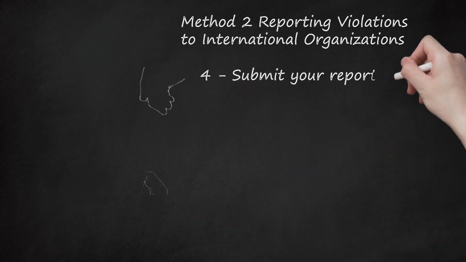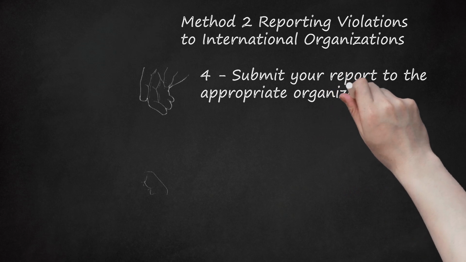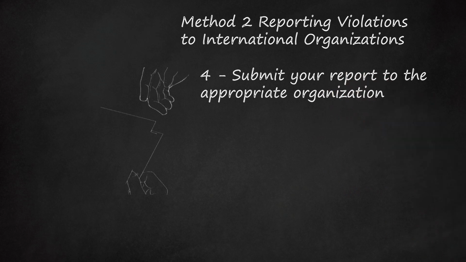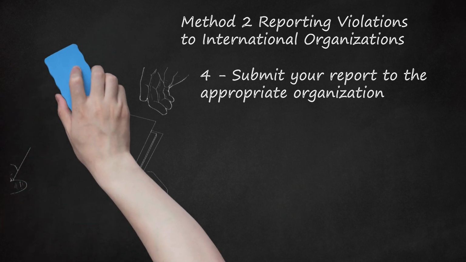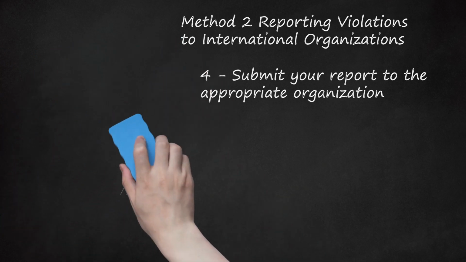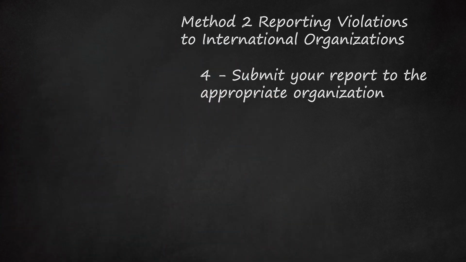4. Submit your report to the appropriate organization. Most international organizations have an address or toll-free telephone number you can use to submit tips or more extensive reports about human rights violations. Organizations such as Human Rights Watch and Amnesty International all have telephone numbers and email addresses where you can send reports of human rights violations.